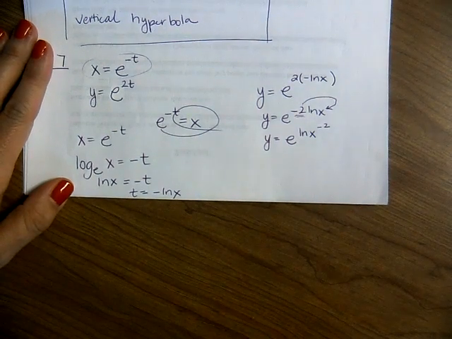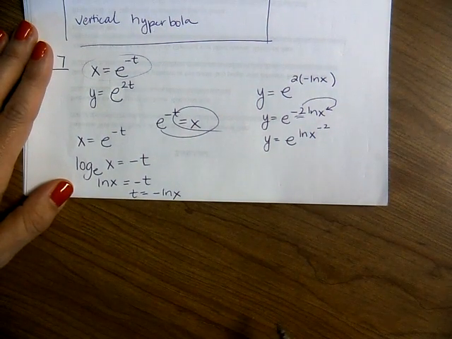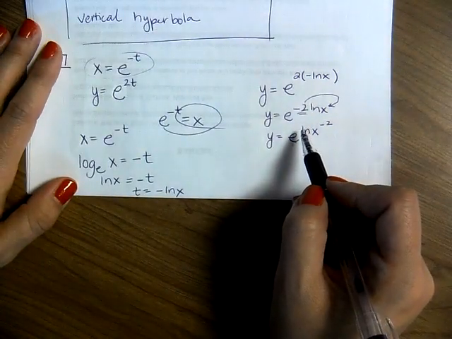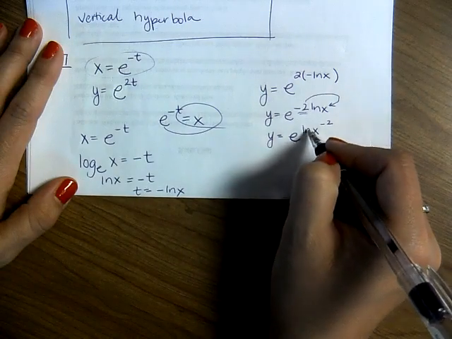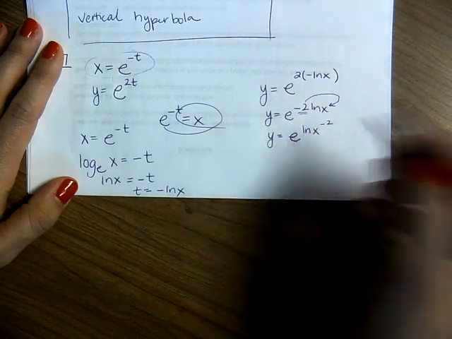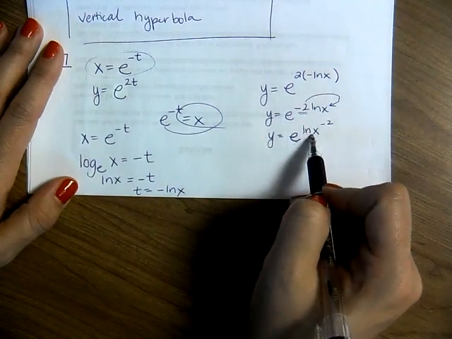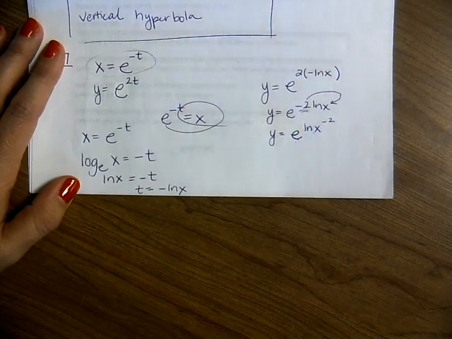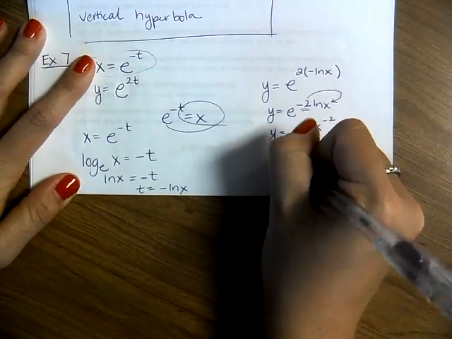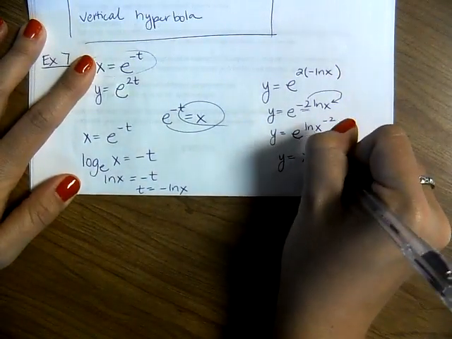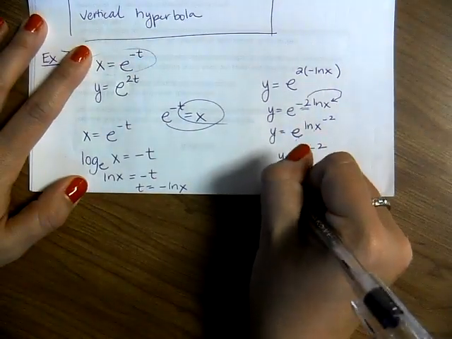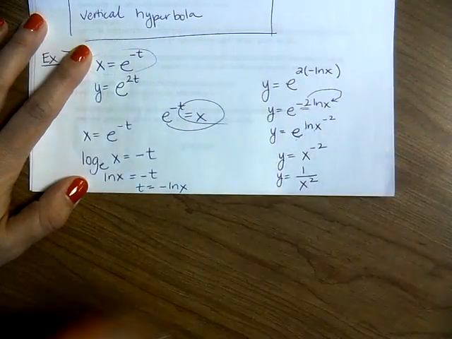And then does anybody remember the property that's going on here? e and natural log, what happens to them? They cancel, right? When you had a base and a log to the same base, they would cancel each other out because this is like log base e. We might need to go back and refresh those properties. You can go back and watch a video on YouTube. So y equals x to the negative 2. Now, we wouldn't write that as a negative exponent. So if you wanted to change that to a positive, you'd have 1 over x squared.